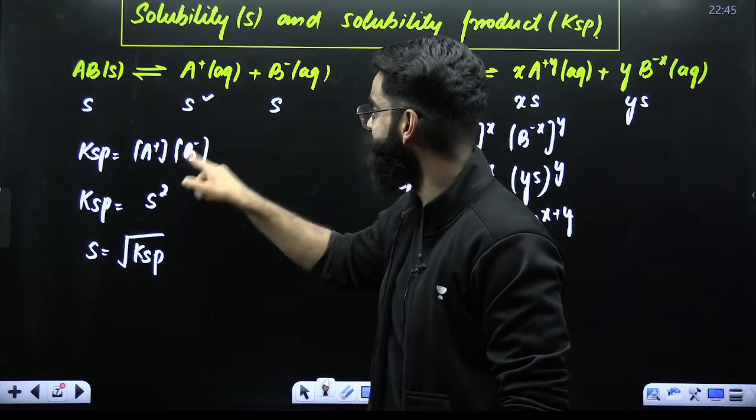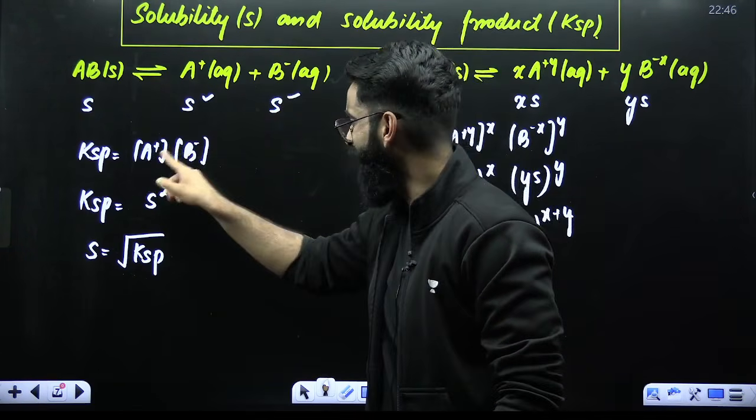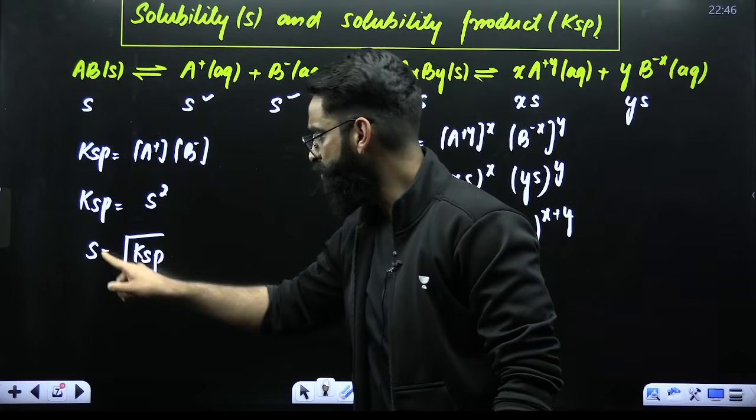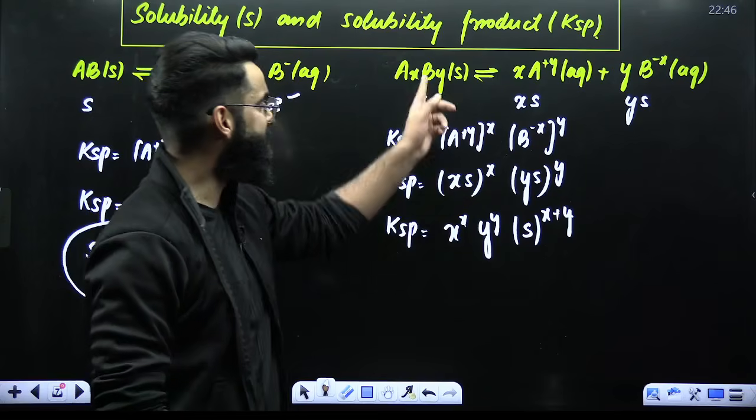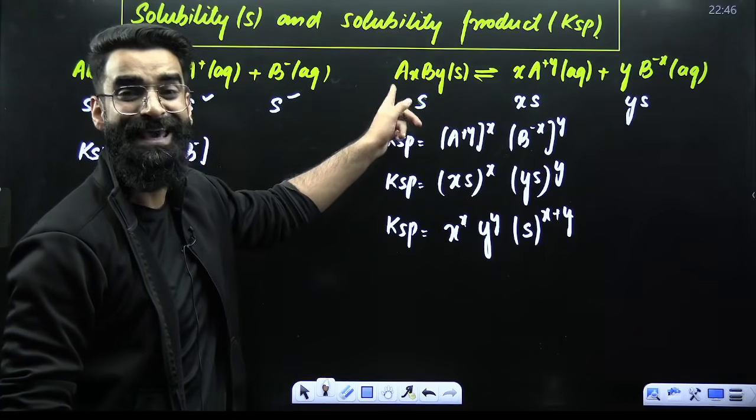Concentration of A positive is S, concentration of B negative is also S. So S multiplied by S makes it S square. So you can calculate S value from here, which will be root of Ksp. In general, let's say you have got the sparingly soluble salt as AXBY.